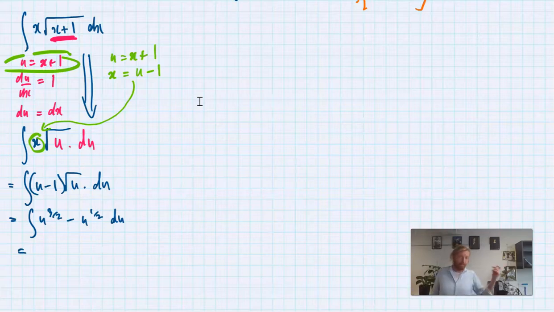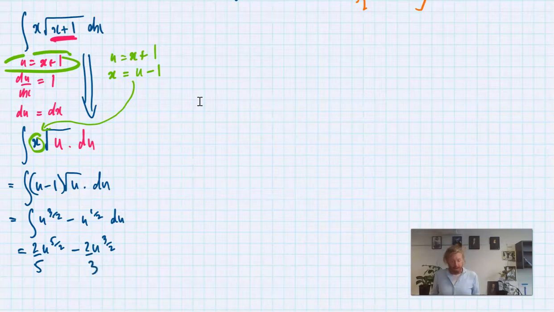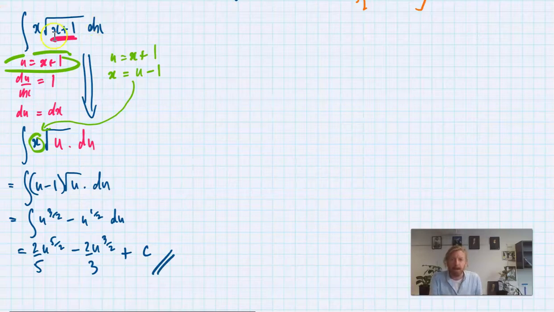Then we've just got powers. U to the 5 over 2 divided by 5 over 2, 2 over 5, minus u to the 3 on 2, 2 over 3, plus c. Okay, this is a good example because this is when substitution is needed.